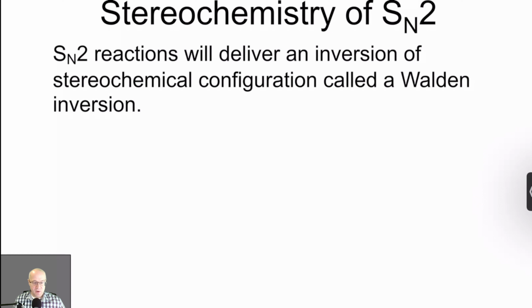Now, stereochemistry of an SN2 reaction. SN2 reactions have an interesting phenomenon called Walden inversion. In a Walden inversion, essentially what happens is the stereochemistry flips. It's called inversion. Stereochemistry will invert. The absolute configuration will invert. Now, let's see that in practice.